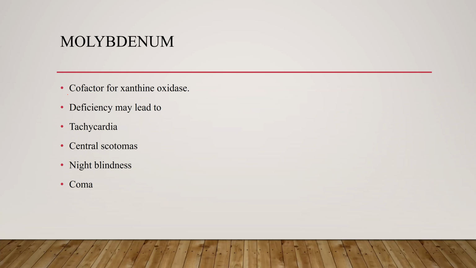Molybdenum is a cofactor for xanthine oxidase. The deficiency of molybdenum may lead to tachycardia, central scotomas, night blindness, and coma. Cobalt is an important substance for vitamin B12 metabolism, and the toxicity is rare, meaning it doesn't usually cause toxicity. It's only found in dialysis patients, where it may be in a high enough amount to cause harm. Also heavy drinkers of cobalt contaminated beer: apparently the beer is sometimes contaminated with cobalt, so those who drink huge amounts may develop toxicity and it will cause cardiomyopathy.